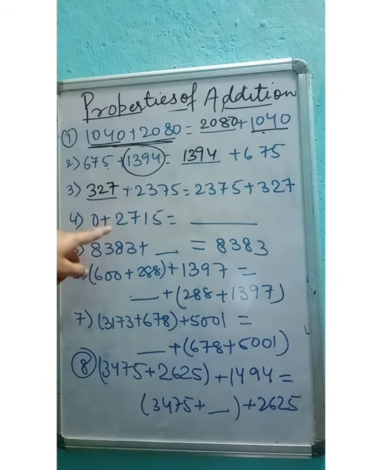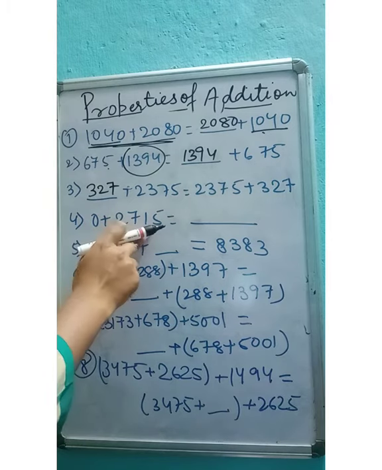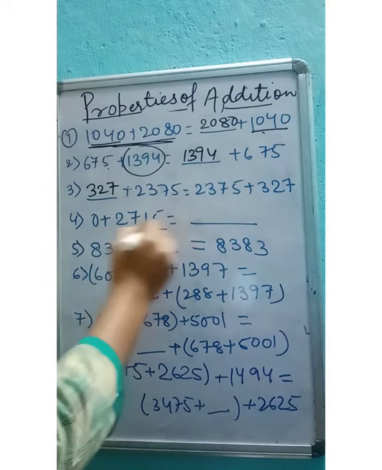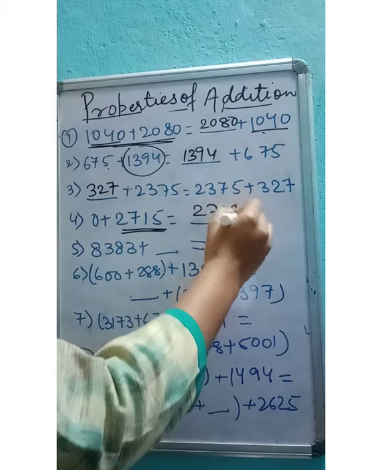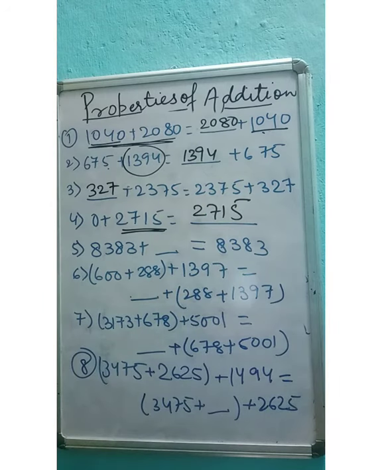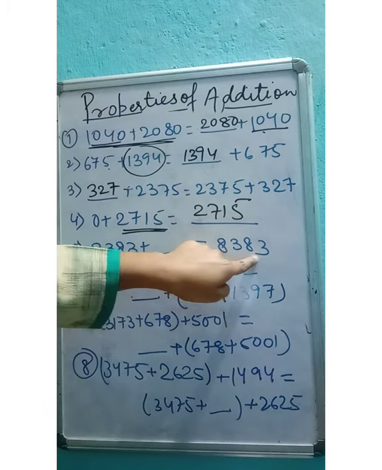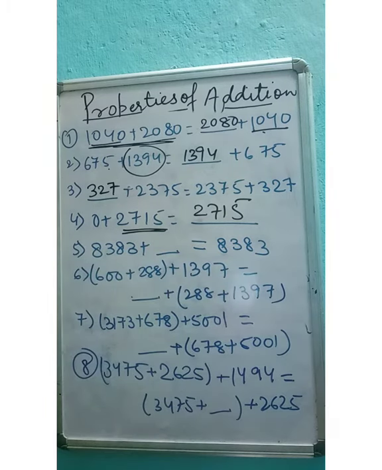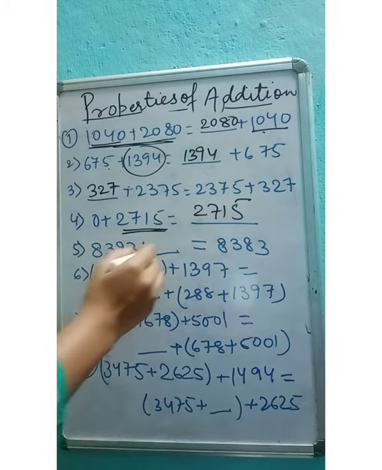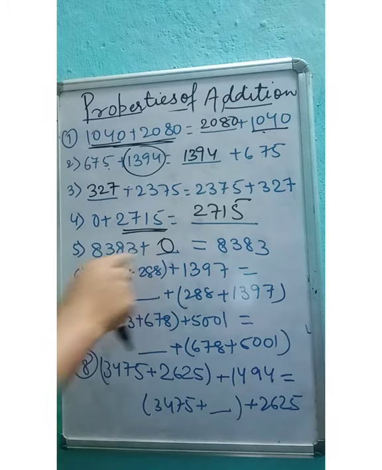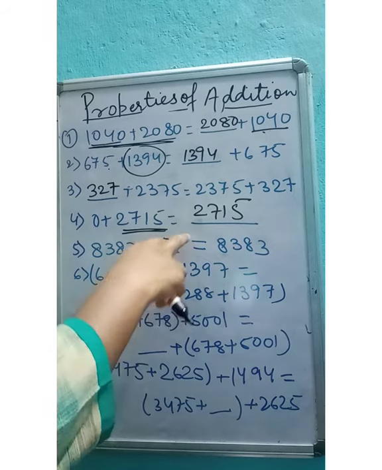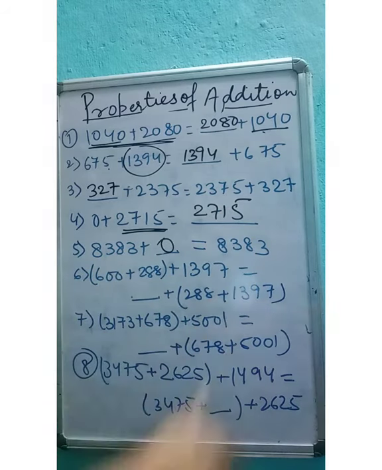Now this is the additive property of 0. If you add 0 to any number, the answer will be the number itself. Again, you can see 8383 is there and the answer is also the same. Then what property will we use? Additive property of 0. So what will we write over here? Only 0. Because the sum of the number and 0 is equal to the number itself.